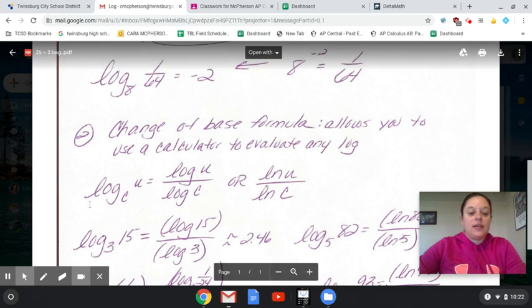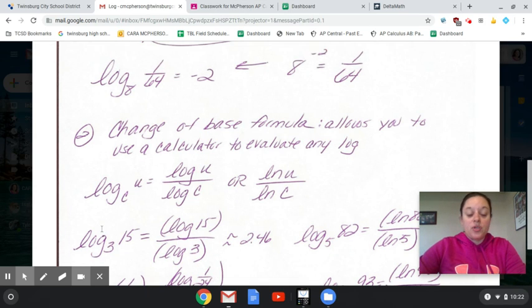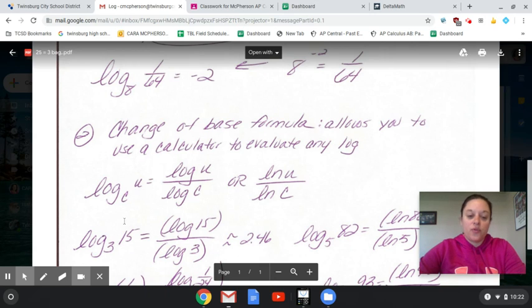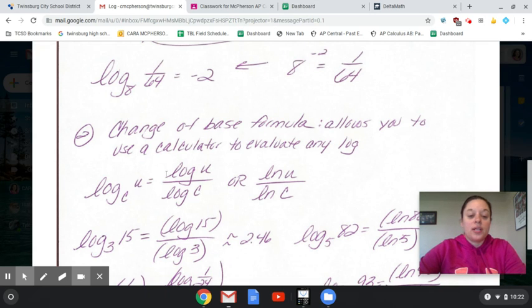It says that if you have log, we're just calling the base c, of some number u, and I'm trying to figure out what that is. Change of base formula says to evaluate it, you can take the common log, which is a button on your calculator, base 10, of the big number divided by the common log of the base number. And that will give you your answer. And you're going to get a lot of decimals for these.